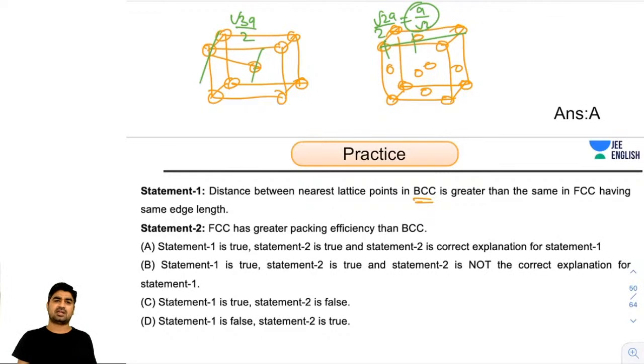Now you can find which is larger. It has nothing to do with the packing efficiency. So it should not be the correct explanation. FCC has greater packing efficiency than BCC, 74%, 68%. This is true. This is true. But this is not the correct explanation. So the answer will be B.